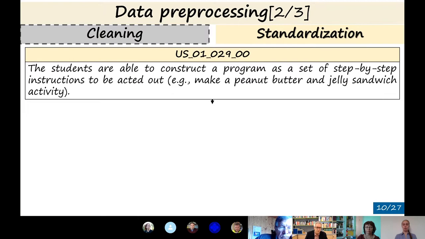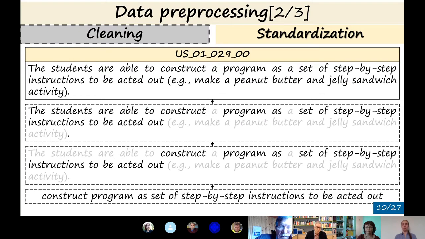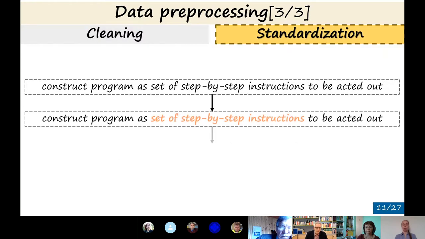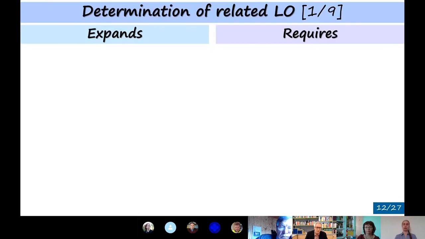Firstly, cleaning. We remove all the irrelevant information from the learning outcome, such as text in brackets, stop words, and the phrase "the students are able to" or equivalent, as every learning outcome starts with this phrase. The next step is standardization. At this step, we replace diverse synonyms with one main synonym. For our example, it is replacing the phrase "a set of step-by-step instructions" with "algorithm".